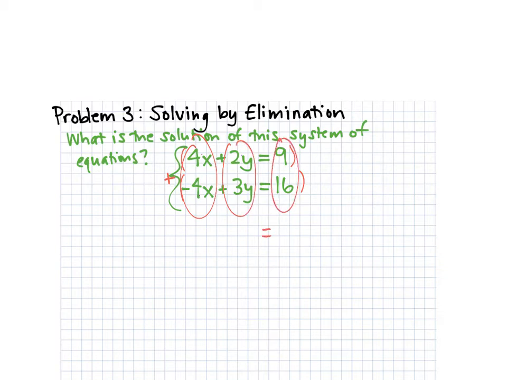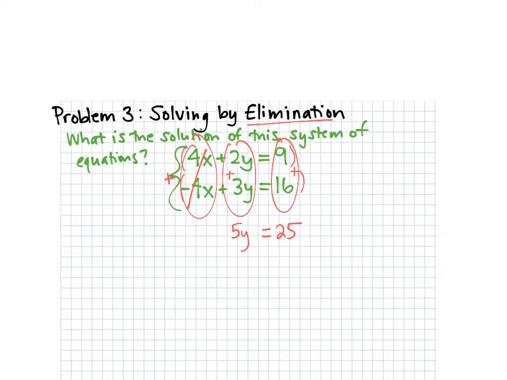So this is going to cancel. We're eliminating a variable. And that's why we want that set up. So this was set up nicely. This goes away. That becomes 0x, which we don't have to write. Then when you add these two, it becomes 5y. And when you add these two, you get 25.